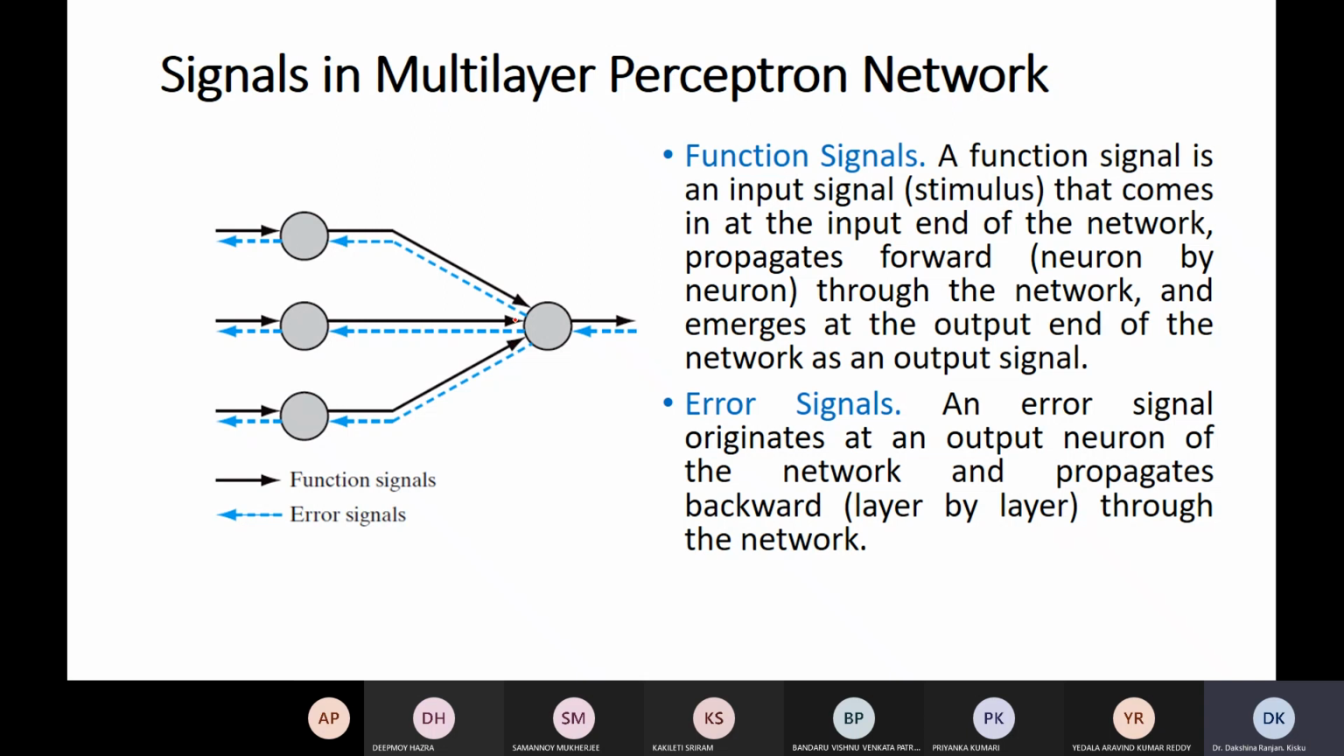Now the error signals are the second kind of signals, which are also propagated through the network. Here the error signal originates at the output neuron of the output layer, and it is propagated in the backward direction through the network. So basically we are studying two different types of signals which are found in the multilayer perceptron network.